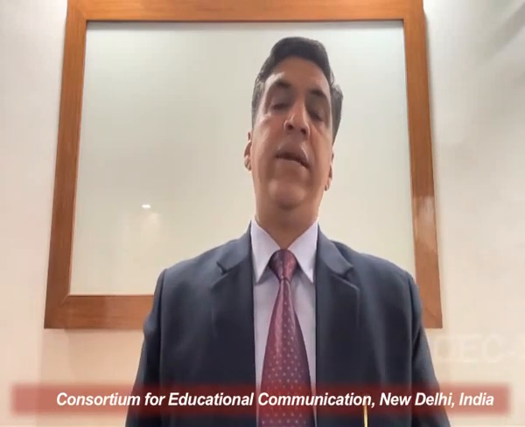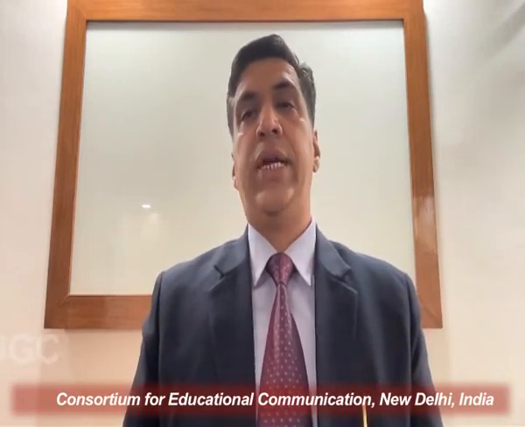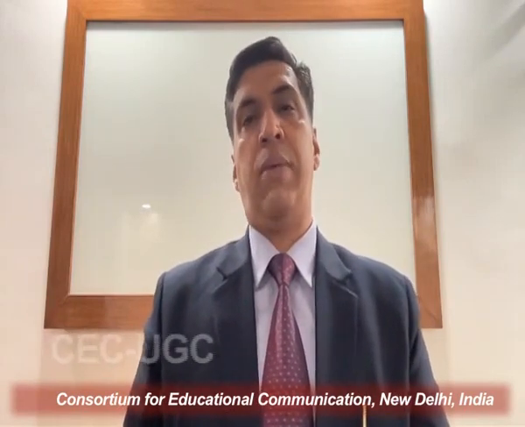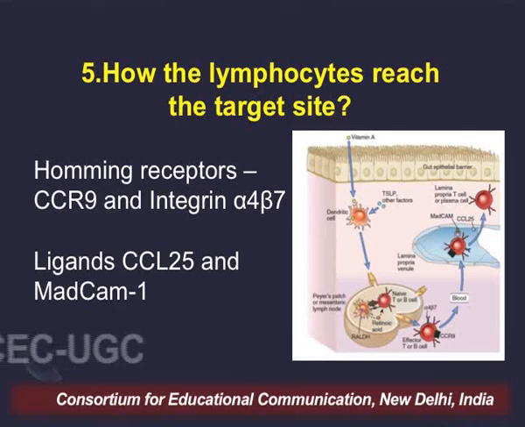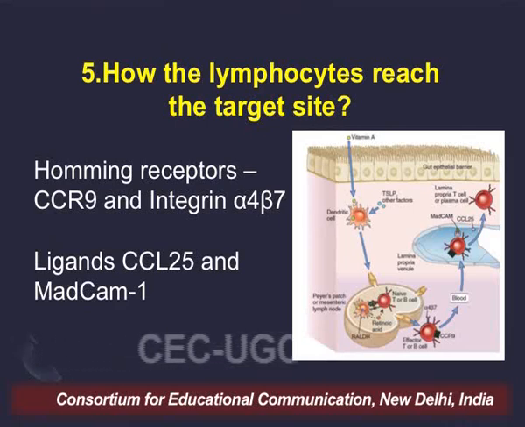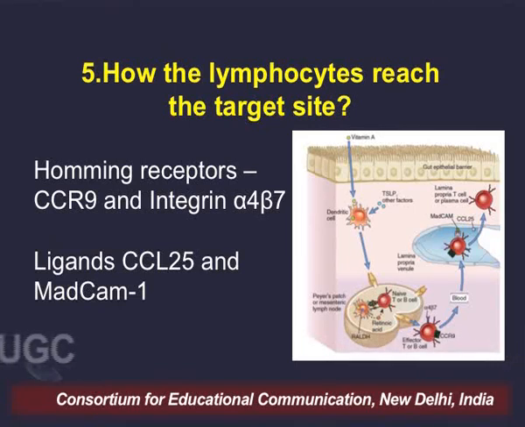Now once these activated lymphocytes enter the systemic circulation, the question is how they reach the lamina propria region. Because if something enters the systemic circulation, it can enter any organ, any part of the body. Now, once the dendritic cells activate naive T lymphocytes, another important process happens during this time.